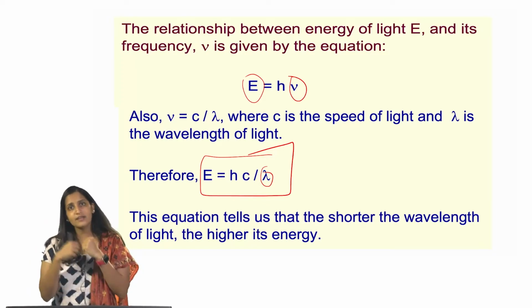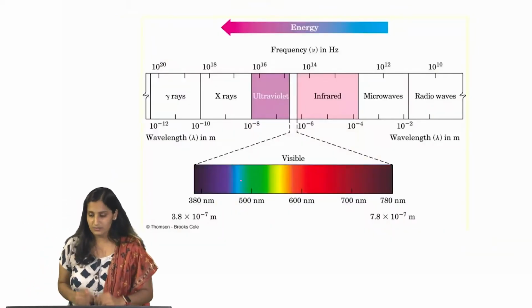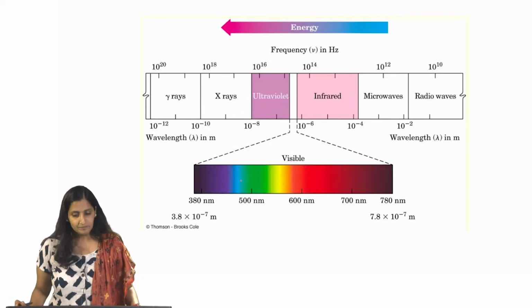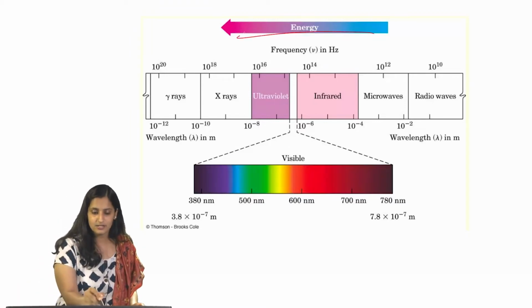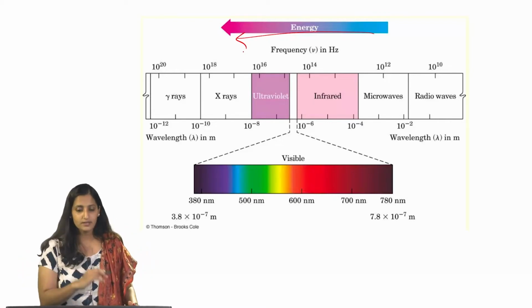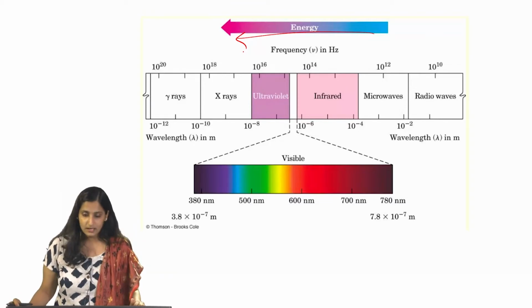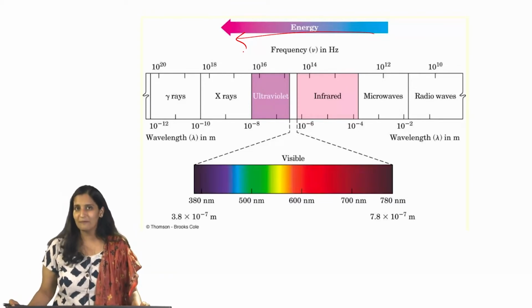So the smaller the wavelength, the higher the energy, and that's what we will see in this particular spectrum here. The energy is going to increase in this direction. As we go from radio waves all the way to gamma rays, the energy is going to keep increasing, and what will happen to the wavelength?